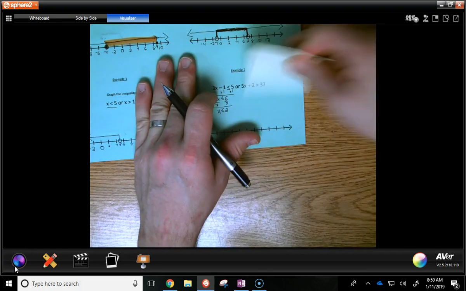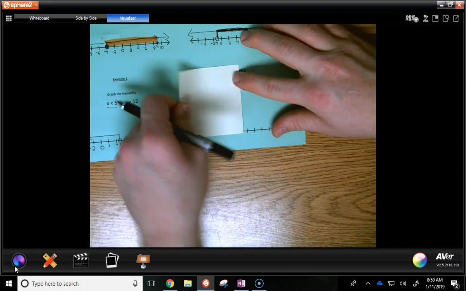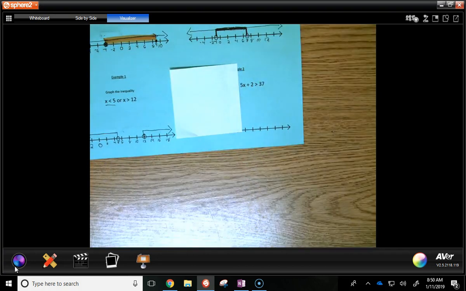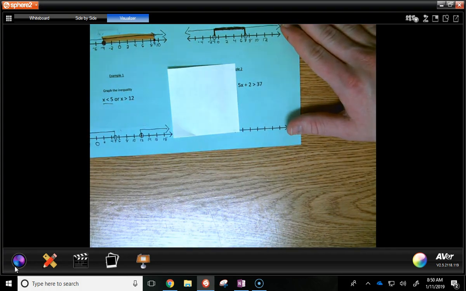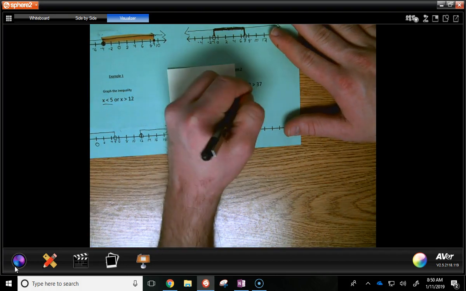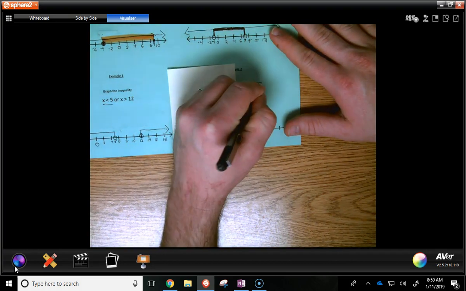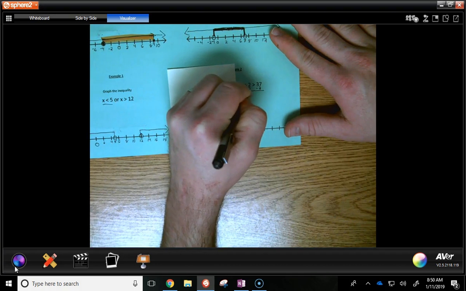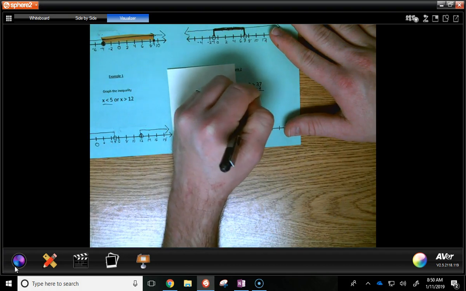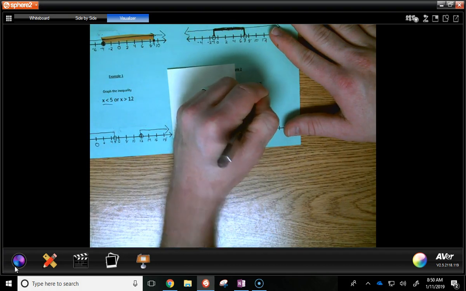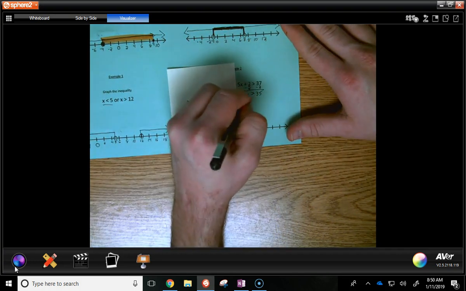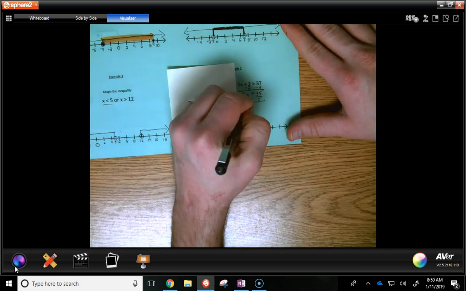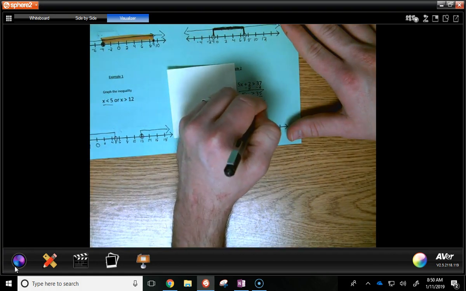Okay? We go to our next equation. And right now I don't care about that first one. I have 5x plus 2 is greater than 37. I'm going to minus 2. 5x is greater than 35. I'm going to divide by 5. X is greater than 7.